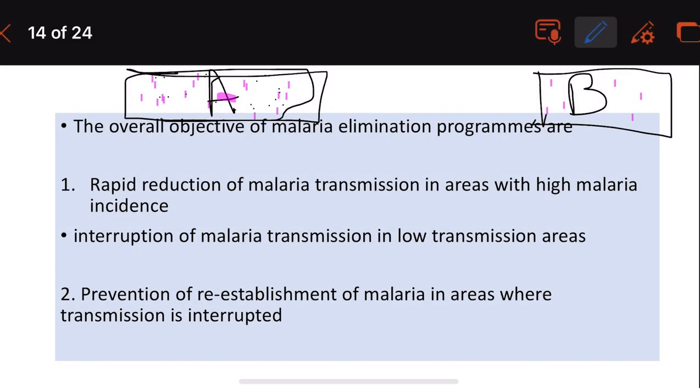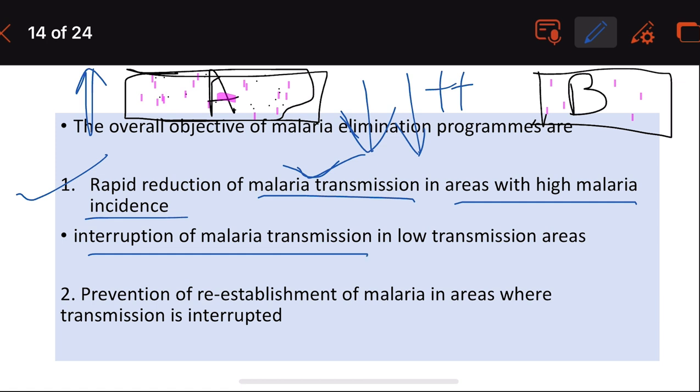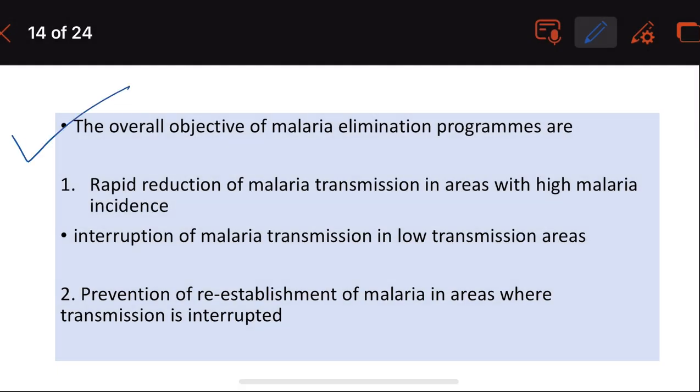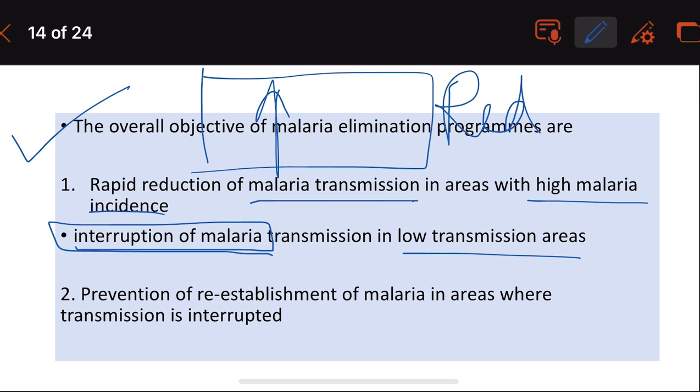So what is our strategy? The rapid reduction of the malaria transmission in areas with a high malaria incidence, plus interruption of malaria transmission. Here we are doing the rapid reduction, and here we are interrupting the malaria transmission in low transmission areas. Simple guys, what is our first objective? Rapid reduction of malaria transmission in high incidence areas and interruption of malaria transmission in low transmission areas.